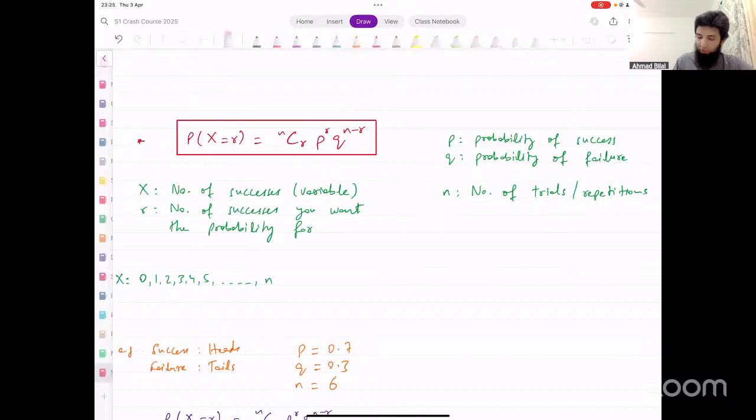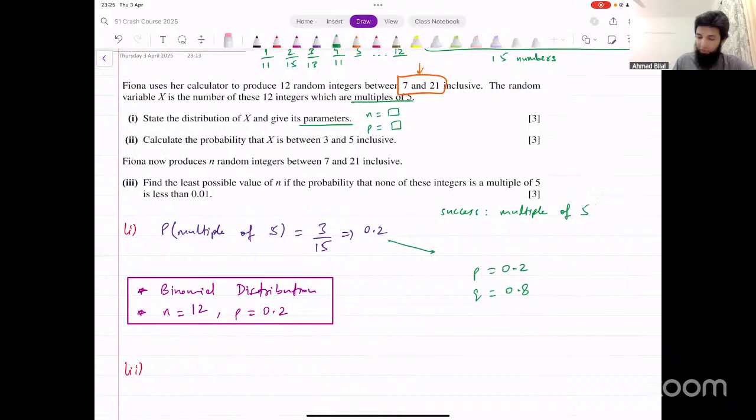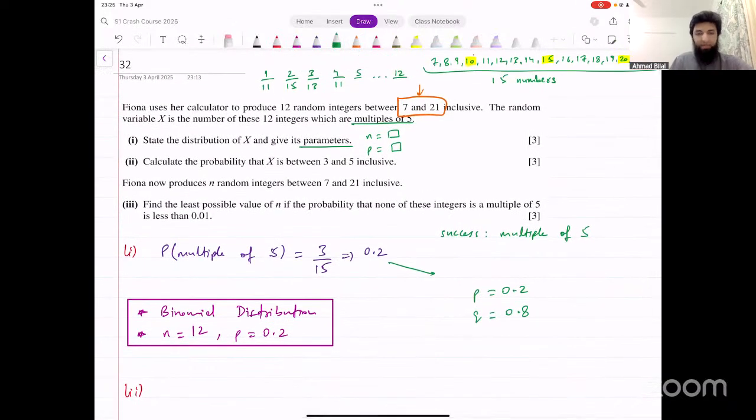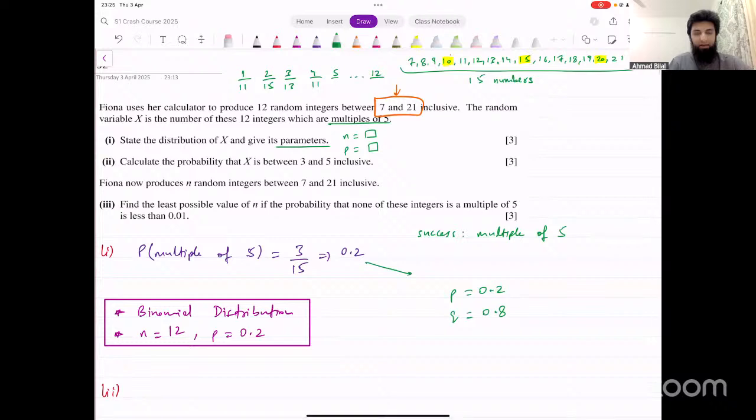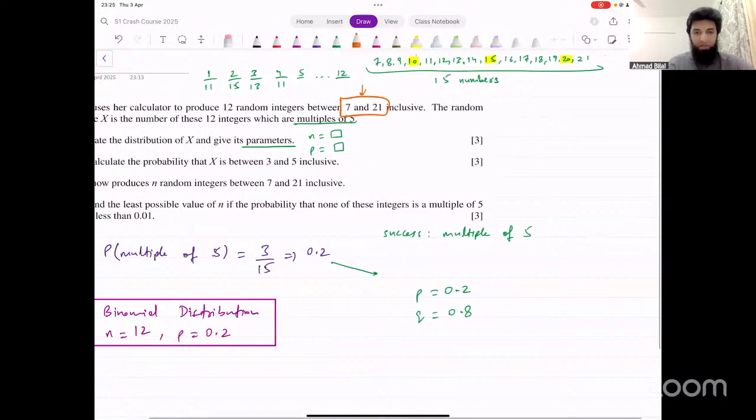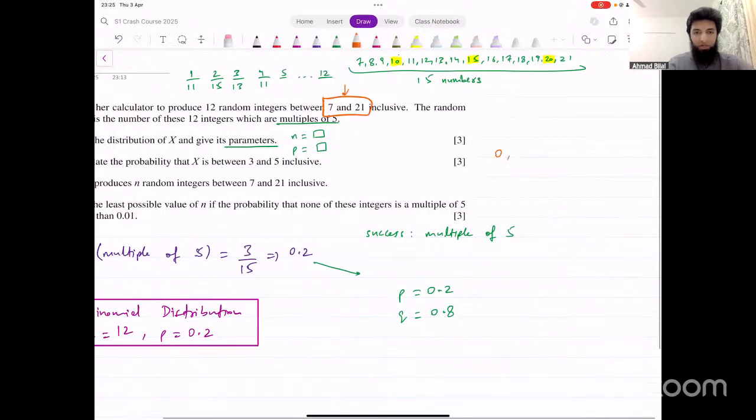So you're repeating the experiment 12 times. Numbers are being generated 12 times in total. So n is equal to 12. And then out of those 12 integers that you are generating, we could have no multiple of 5. It's possible that none of the 12 integers we generate are 10, 15, or 20, right?